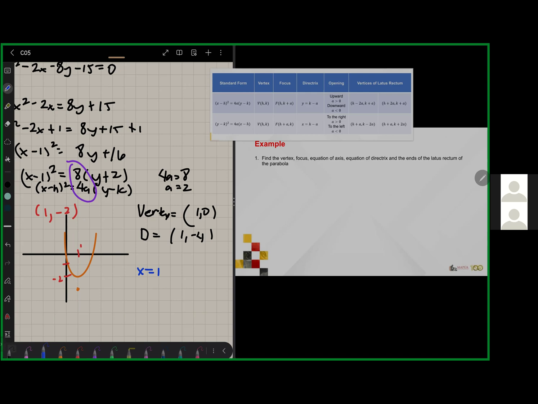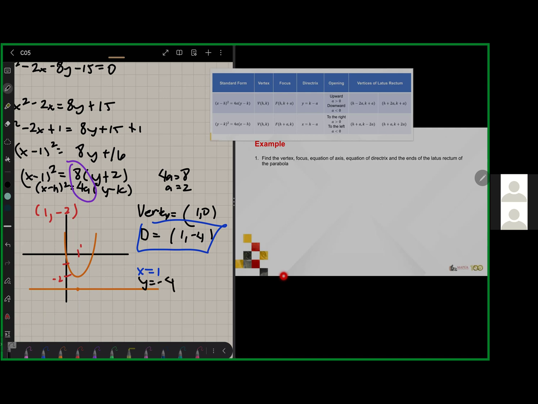Next, we are trying to find the equation of the directrix. So the directrix, we know that one point of the directrix is at 1 comma negative 4. This is at this point. So therefore, since it is a horizontal line, its equation will become y is equal to negative 4.